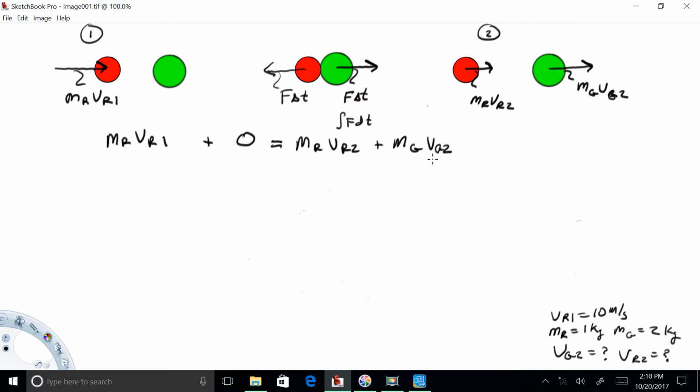The next thing we ask ourselves is, is it plausible to equate our kinetic energy in this picture to the kinetic energy in this picture? Are the kinetic energies equal? Is KE1 equal to KE2? I'm going to put a question mark there. Well, that's a complex question, and that depends on the nature of these objects here.